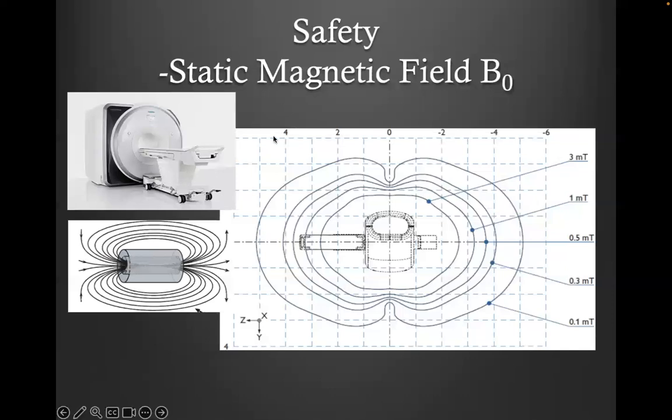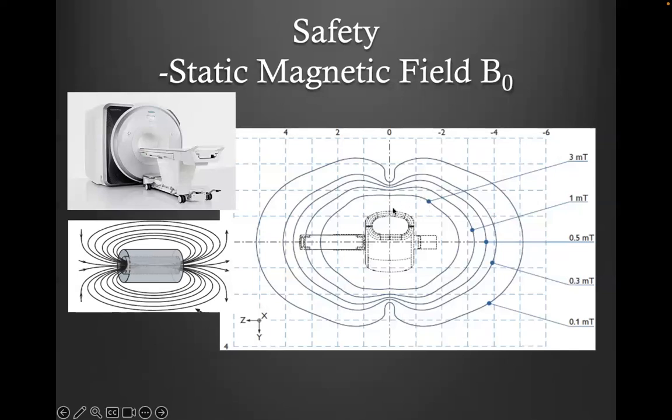So here shows the static magnetic field. What's the fringe field around it? So what is considered safe? Here is a picture of an MRI scanner, and that's just a construction of the air core magnet.